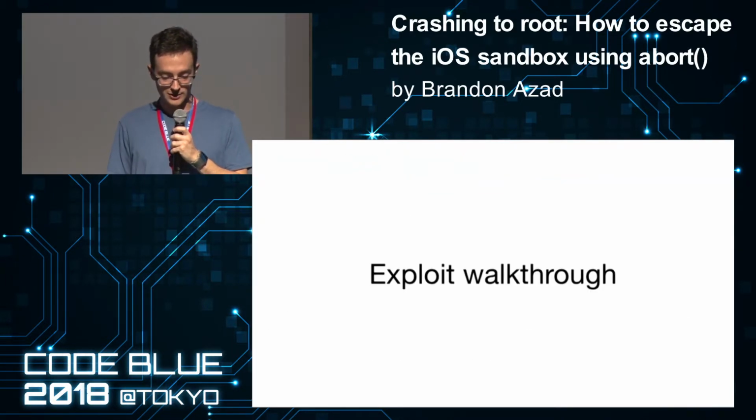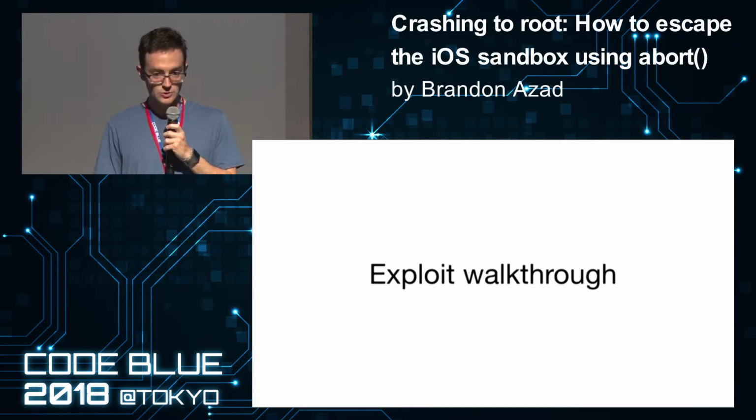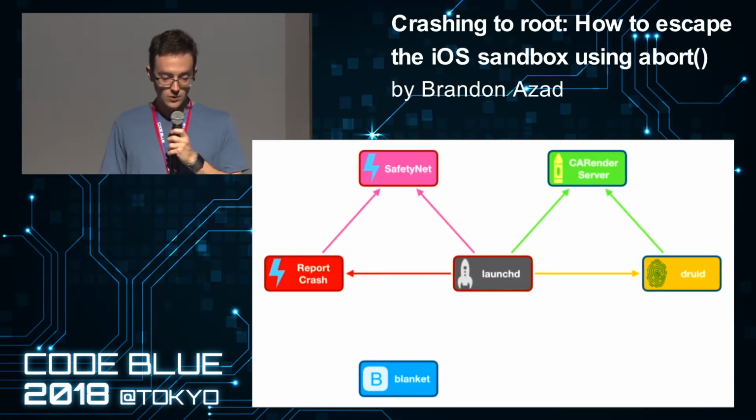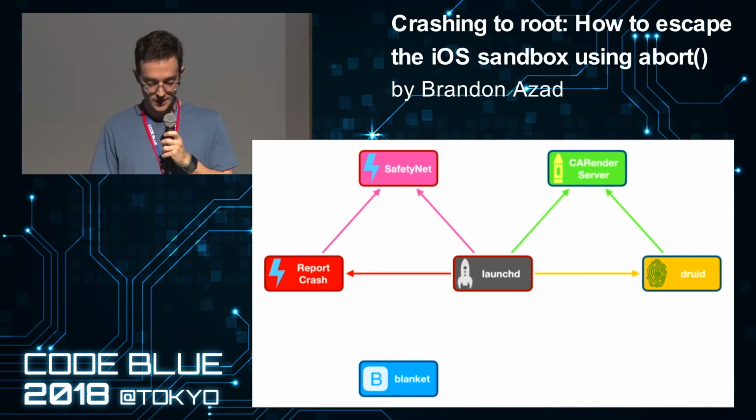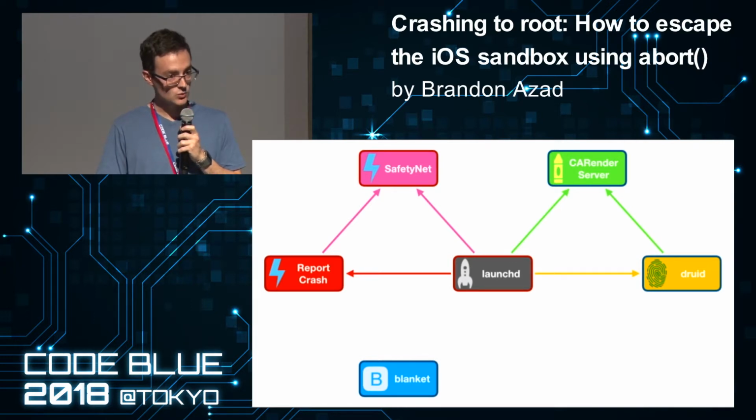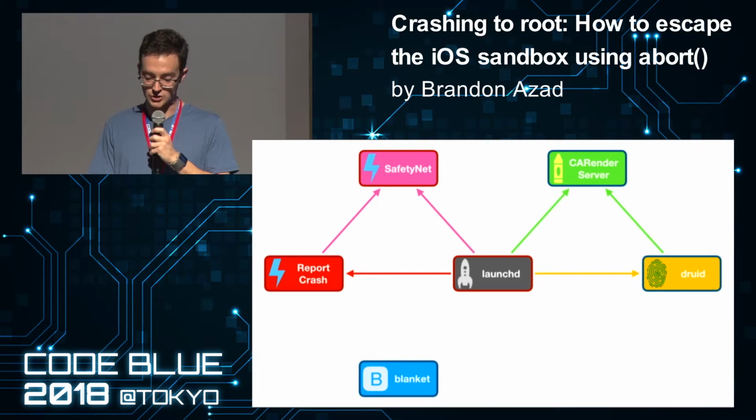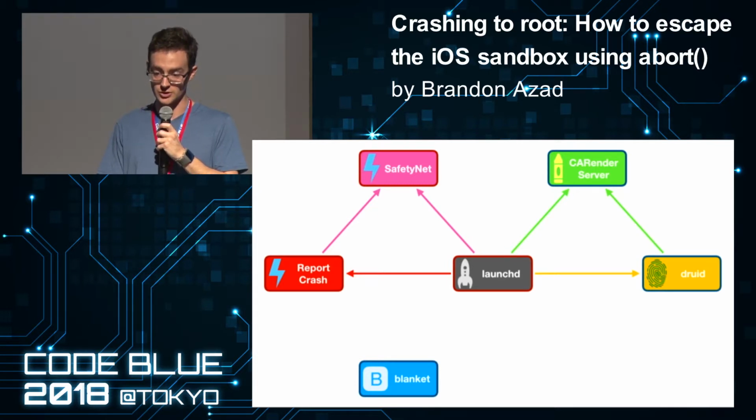So I think it'll be a lot clearer in a graphical exploit walkthrough, so let's do that now. Here are all of the processes involved. Blanket, our attacking process, is on the bottom in blue. LaunchD is in the center. The arrows represent having send rights to the destination. Report crash is on the left with SafetyNet as its registered exception handler. And Druid is on the right talking with CA render server.